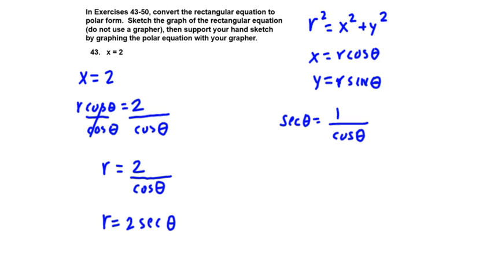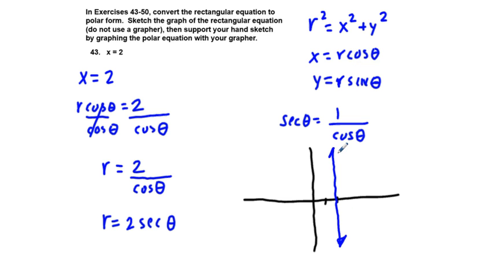Now, as far as graphing, we have the vertical line x equals 2. So here's a little sketch, and at x equals 2, we have a vertical line. There we are, x equals 2. That's what the graph looks like.